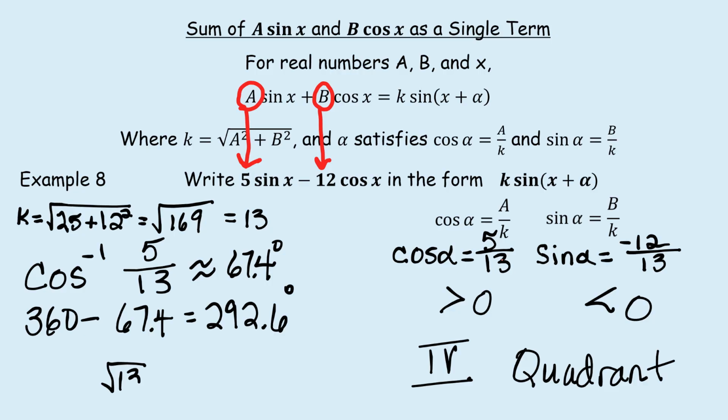And so our expression that we would write for a sine x plus b cosine x is going to be k, the square root of 13, sine of the quantity x plus alpha. And in this case, alpha is 292.6.